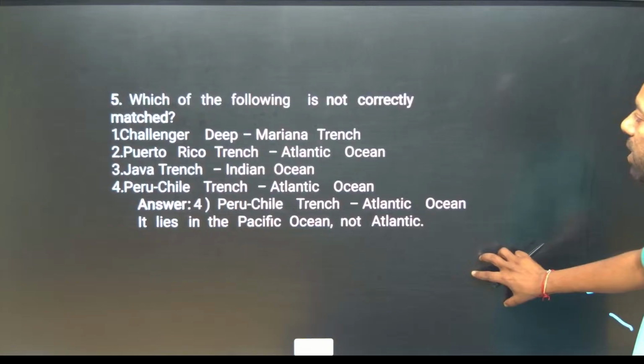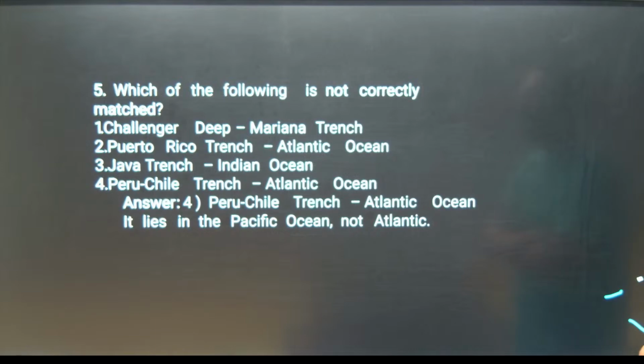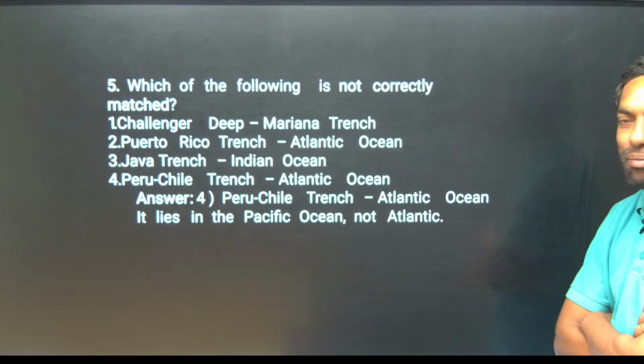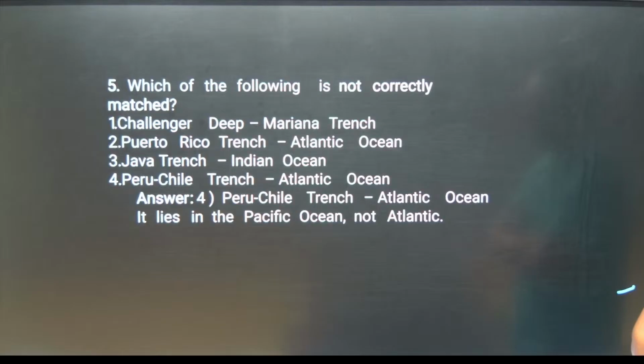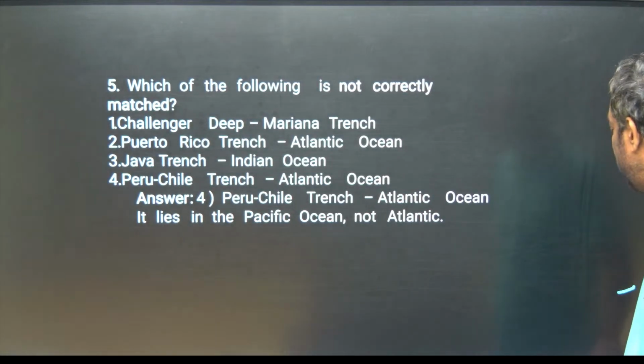Which of the following is not correctly matched? Challenger Deep is in the Mariana Trench. Puerto Rico Trench: Puerto Rico is near South America, in the Atlantic Ocean. Java Trench, Indian Ocean, of course. Peru-Chile Trench, Atlantic Ocean: this is wrong. Peru-Chile Trench is in the Pacific Ocean, guys, not the Atlantic Ocean. This is also most important, guys, these terms from the exam point of view.